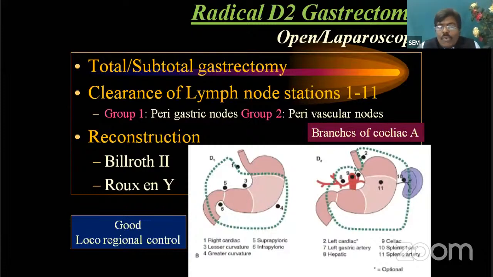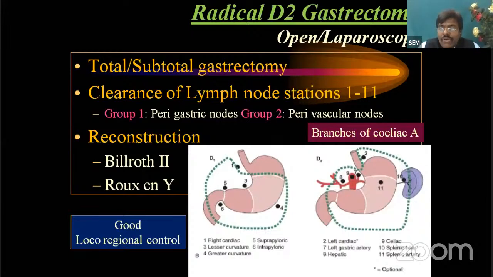Okay, so you remove most of the reservoir. Then what do you do? You have to clear the draining lymph nodes. You see here the two pictures. D1, that is the perigastric lymph nodes. They are given a number from 1 to 6. And there are lymph nodes along the named blood vessels to the stomach, for example the left gastric, hepatic, and also the splenic. These are all named vessels from the celiac plexus. Anything around that area is also given a number. In other words, according to the Japanese, they are called lymph node stations. For undergraduates, you should know there are lymph node stations number 1 to 11.